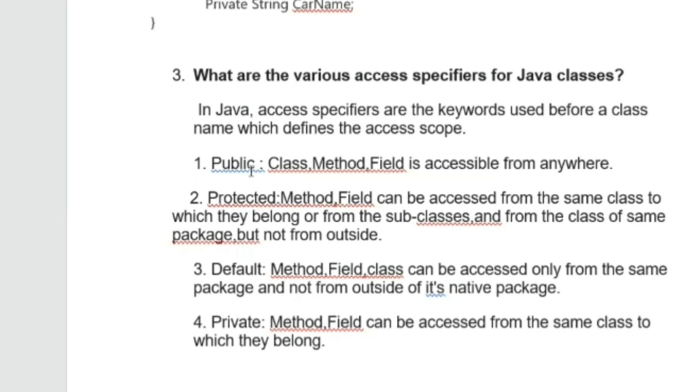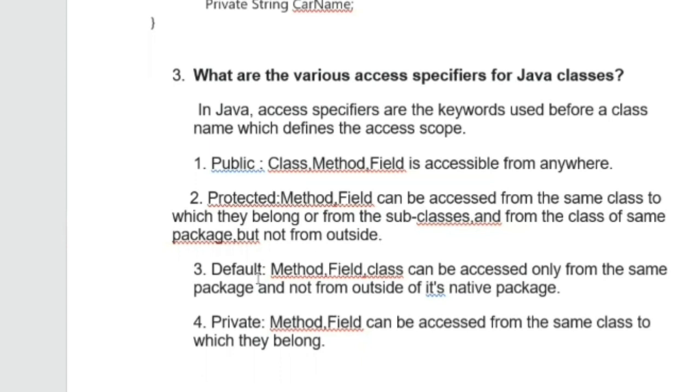Then where do we use the public access specifier? Public is used before the class, before the method, and before the variable. If you declare any class, method or field with the public keyword, then it can be accessed from anywhere. Suppose you declare with the keyword protected before a method or field, it can be accessed from the same class, or from the subclass and from the classes of the same package, but not from outside.